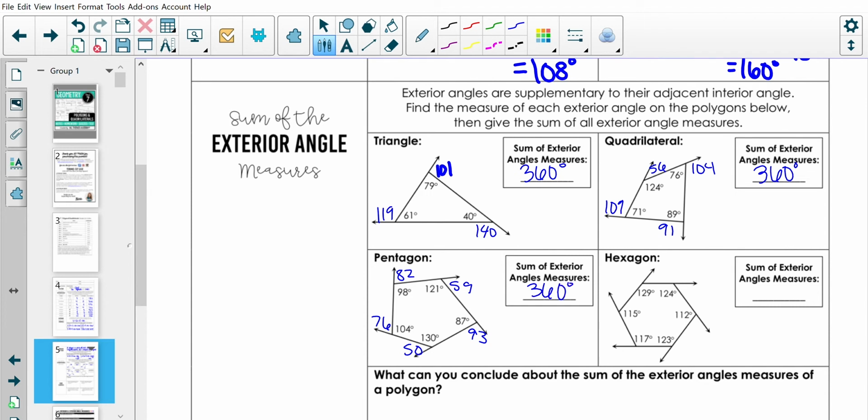360. All right. All of them are 360. They will always be 360, but you do still have to find the exterior angles here. So to 115. 65. To 129. 51. To 124. To 112. To 123. And to 117.